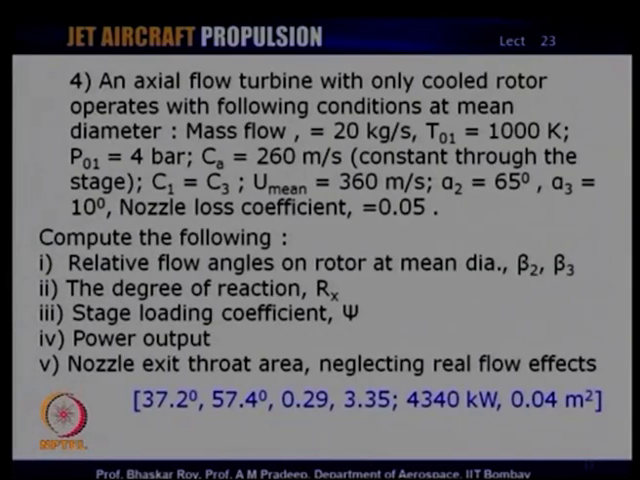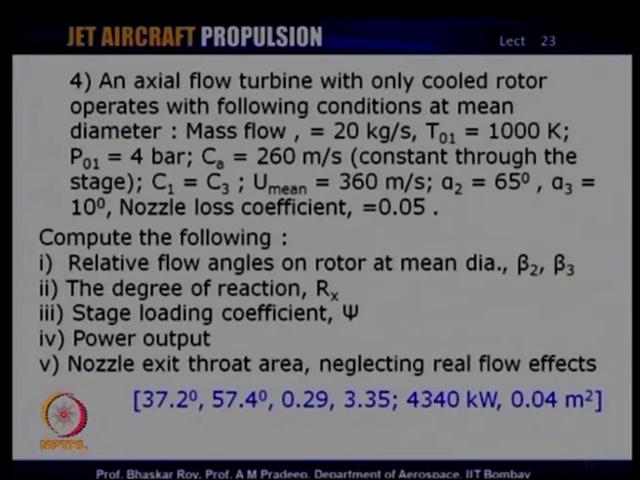Again, it is prescribed that C 1 is equal to C 3, U mean is 360 meters per second, alpha 2, that is the exit from the stator nozzle, is 65 degree and alpha 3 at the exit to the stage is 10 degree, and a nozzle loss coefficient is prescribed as 0.05. You are required to compute the relative flow angles at the rotor mean diameter beta 2 and beta 3 at the mean, the degree of reaction R x, the stage loading coefficient psi, the power output of this working turbine and the nozzle exit throat area neglecting the real flow effect.